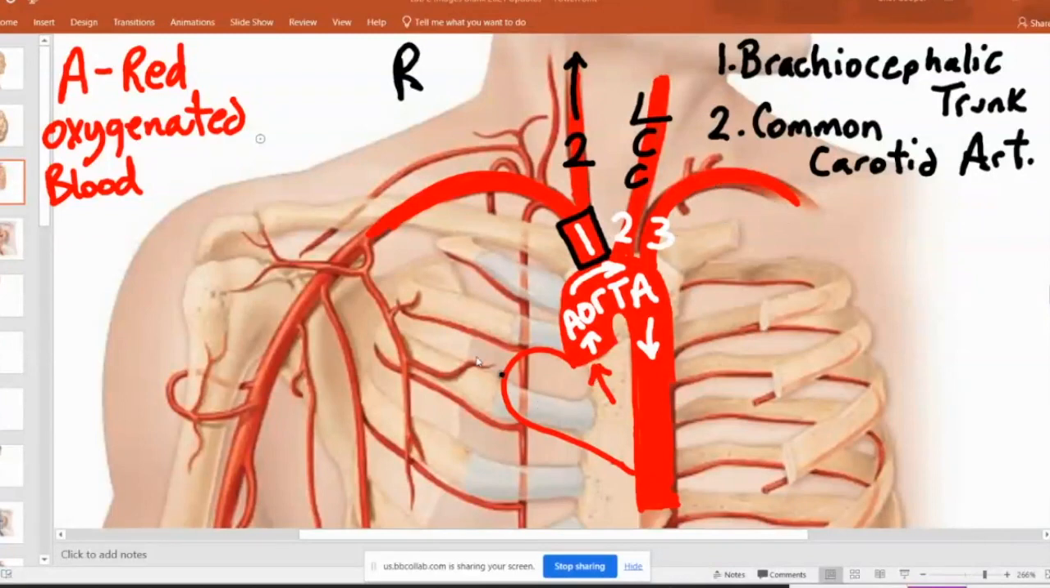Number three curves. What's this bone here? Yeah, that collarbone is called the clavicle. So look what they call number 3.